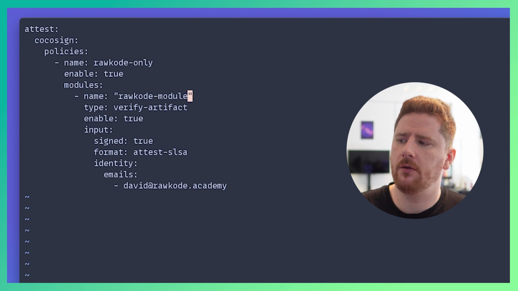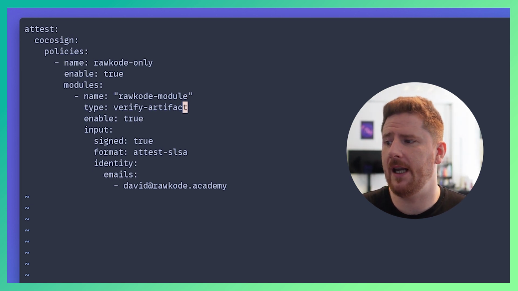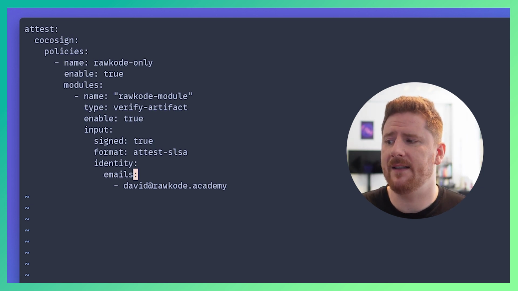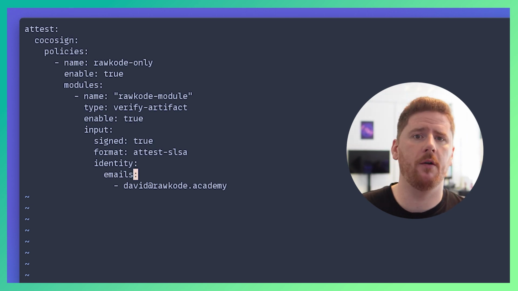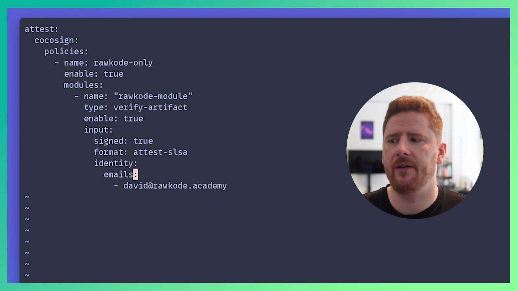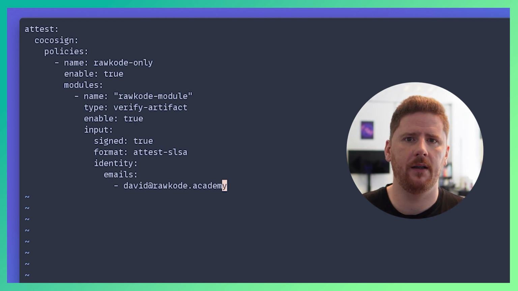Here, I have a module named raw code module, where the type is to verify the artifact. We enable this, and what we're saying is this artifact must be signed, it must be in the format attest SLSA, and the signer identity must be one of these people, and in my case, I'm using myself, which is david@rawcode.academy. So let's change this policy and break it.